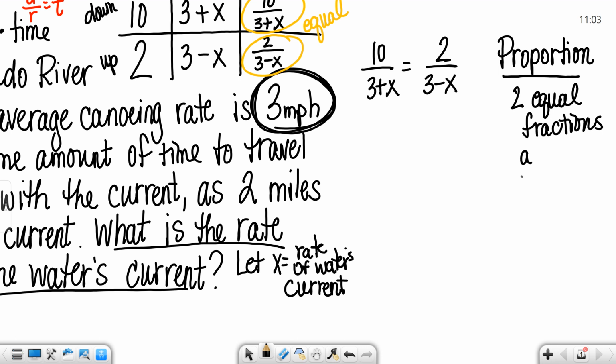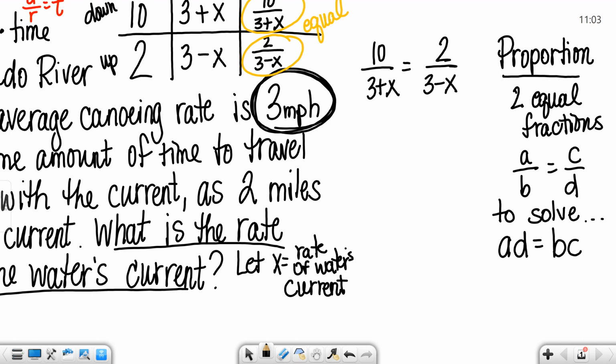All right, like A over B is equal to C over D. Okay, like 2 equal fractions. To solve a proportion, we don't have to go through all the big steps of least common denominator because it's a proportion. We can multiply A times D, and that's equal to B times C. Now that only works on proportions.